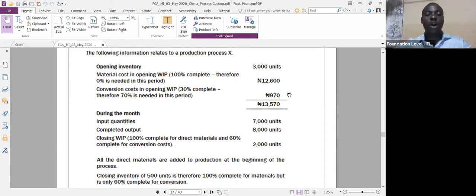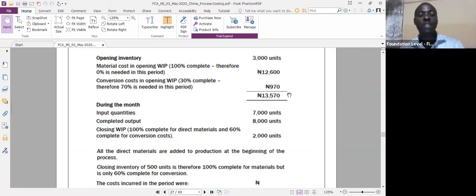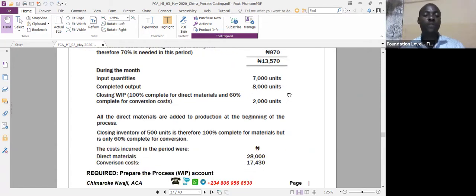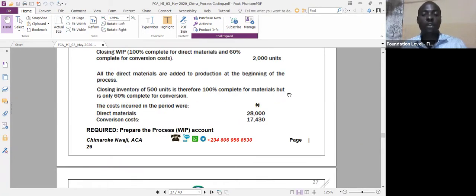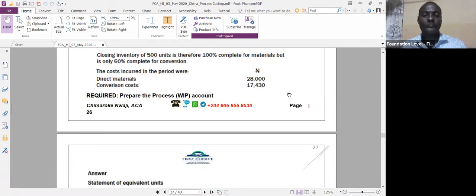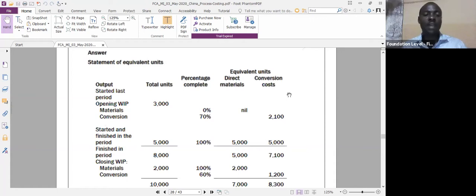Okay, so all the direct materials are added to the production at the beginning of the process. And it says here, closing inventory of 500 units is therefore 100% complete for material and only 60% complete for conversion. Now this is where the cost 28,000 and 17,430. These are the cost of material and conversion. Now this is the answer here.